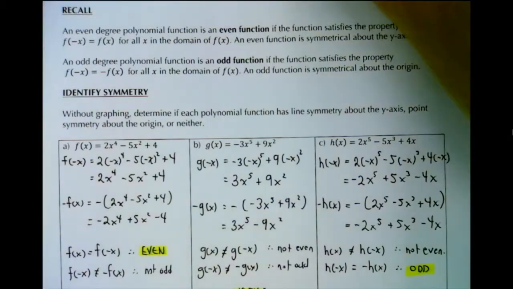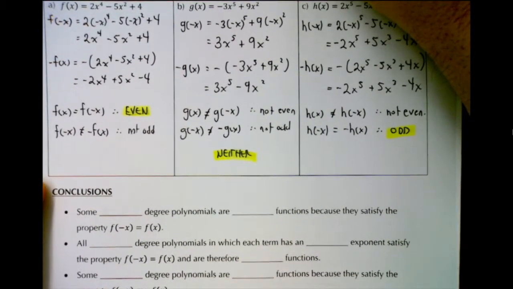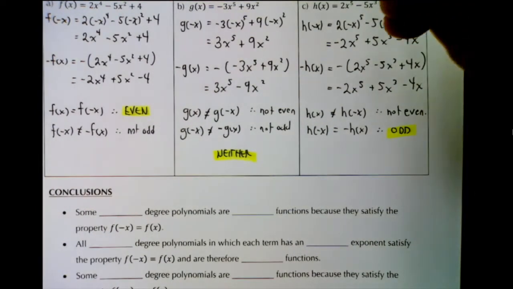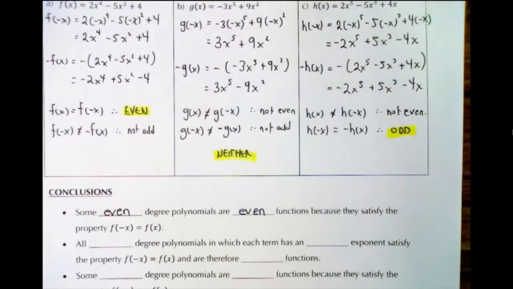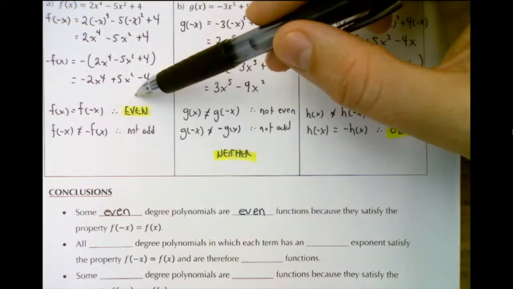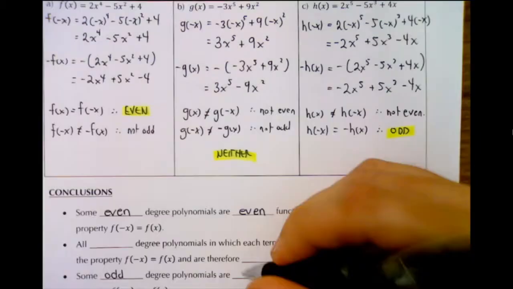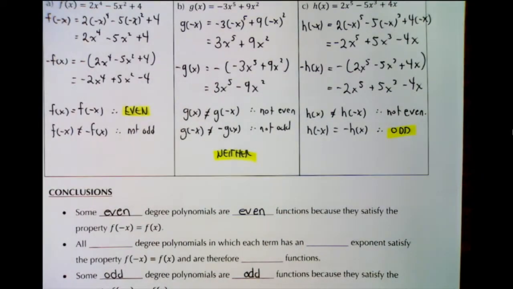So I think we have a conclusion here about even functions too. Let's bring it all together down here in our conclusions and restate what we just said. Some even degree polynomials are even functions. What does that mean? This is a degree 4 polynomial because the biggest exponent is 4, and it was an even function. Some odd degree polynomials are odd functions. Well, let's look at that. This is a degree 5 polynomial, which makes it odd because the exponent's odd. So this is an odd degree polynomial, and it turned out that it had odd symmetry, therefore it's an odd function.